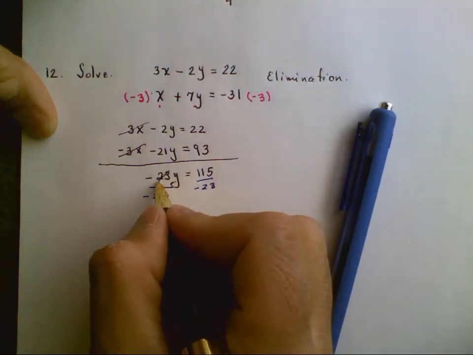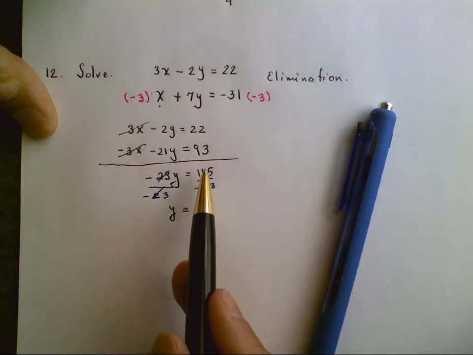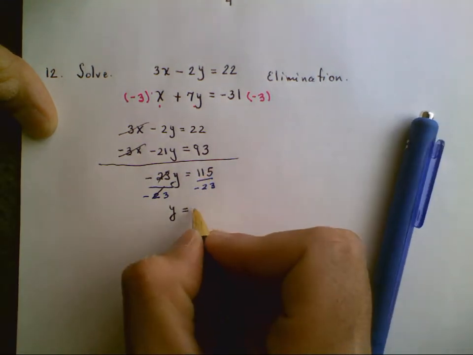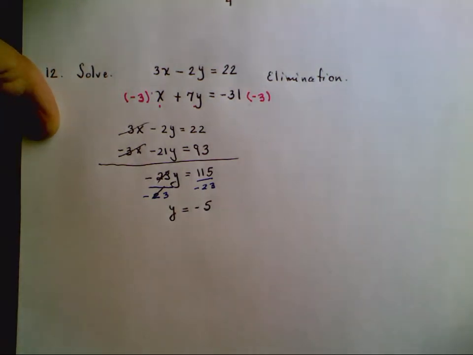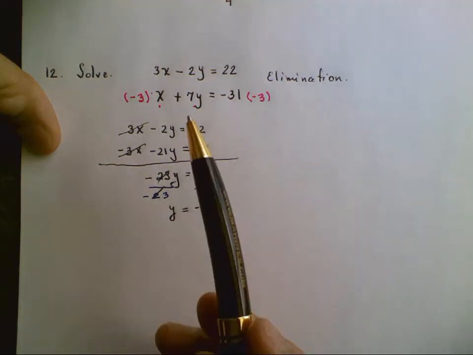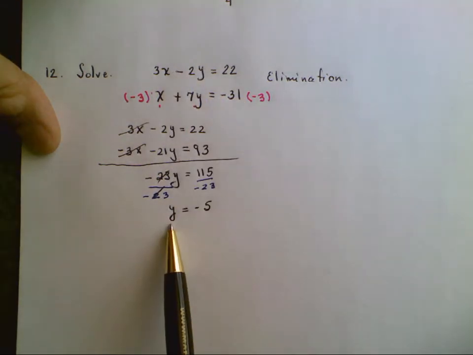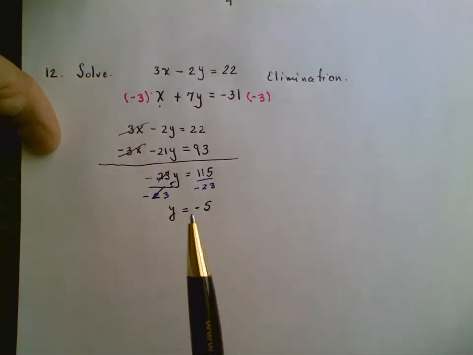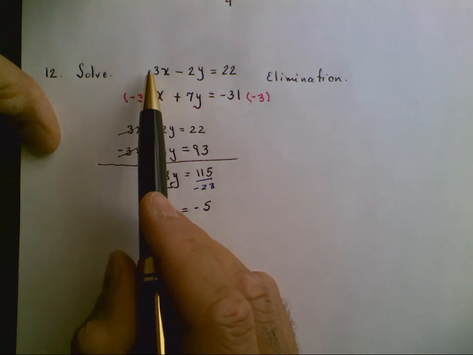And y is equal to 115 divided by negative 23, which is equal to negative 5. So we found the first solution of this system. Now I'm going to choose any of these two equations to find the value of x. I have y, now I need x. So in this case, I'm going to choose the first one. That's the one that is given in the solution of the PowerPoint.